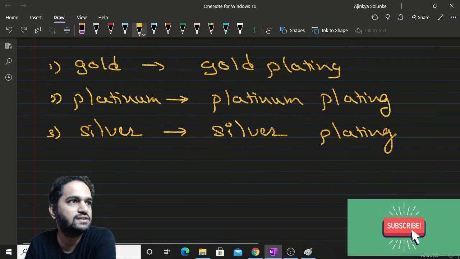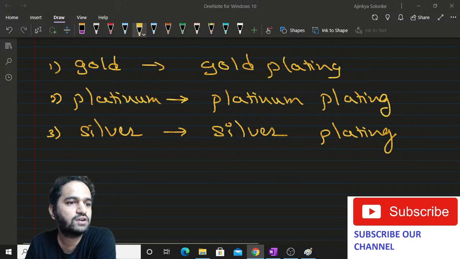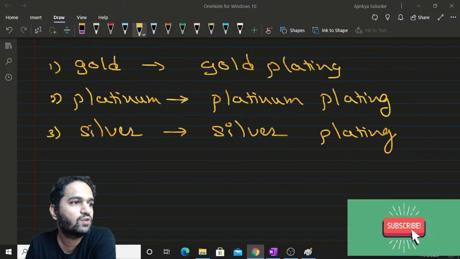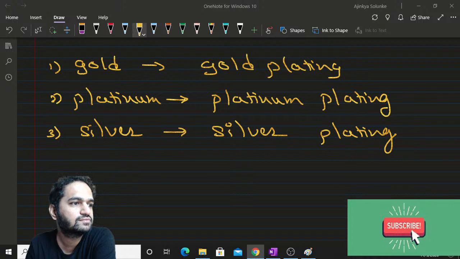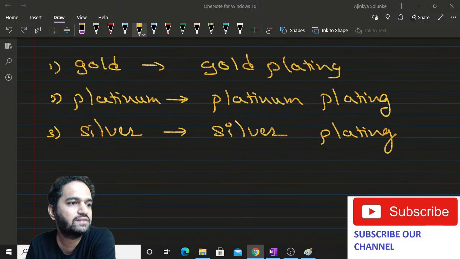Are you understanding this? Just give me a response in the chat box. Have you understood what we are trying to do in this case? Different names are given, nothing more.